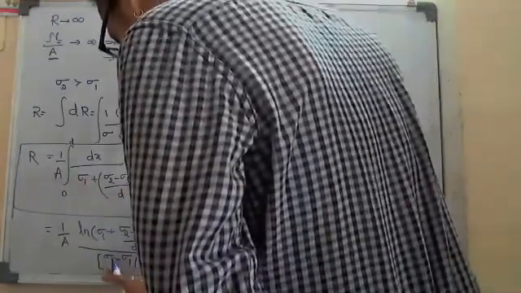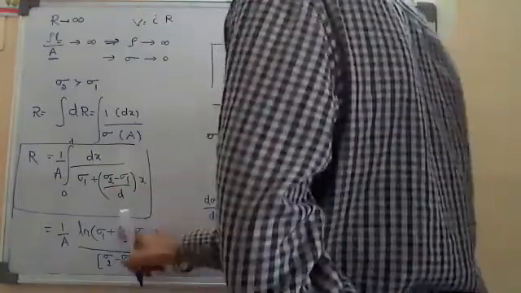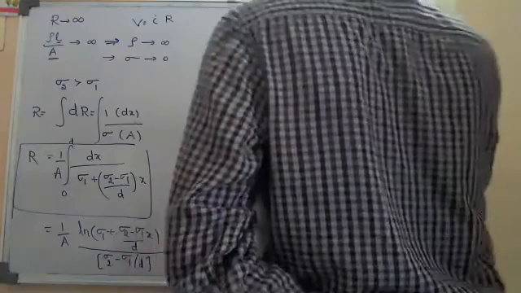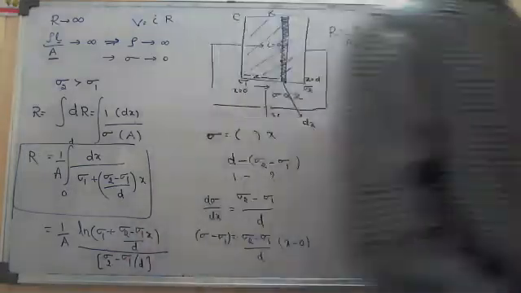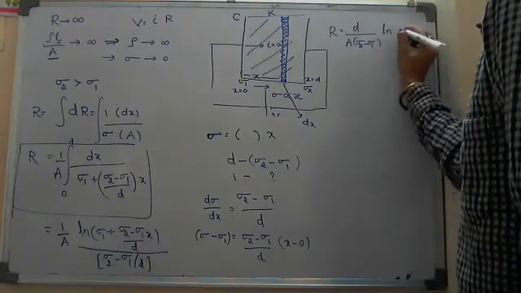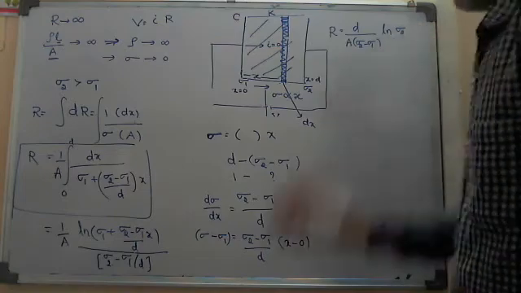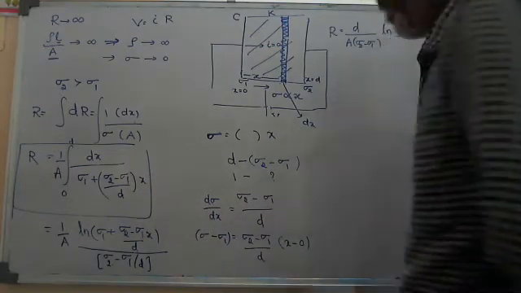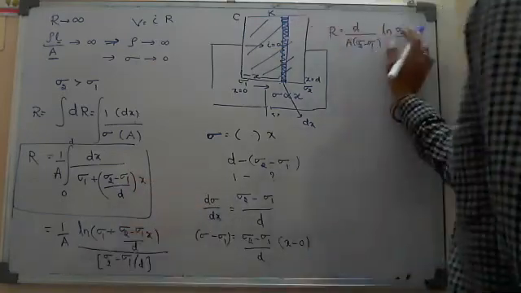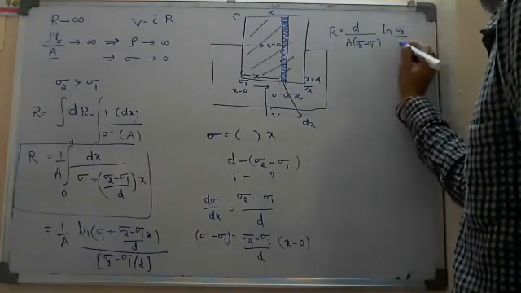Sigma 2 minus sigma 1 into log. First the upper limit, x is d, so you will get sigma 1 plus (sigma 2 minus sigma 1) by d into d. The d cancels, you will get sigma 2 minus sigma 1. Sigma 2 minus sigma 1 means sigma 1 gets cancelled. So in the numerator you will get sigma 2 after substituting the limits. Upper limit divided by the lower limit: by putting x equals 0, you will get log sigma 1. So log sigma 2 minus log sigma 1 is log of sigma 2 by sigma 1.